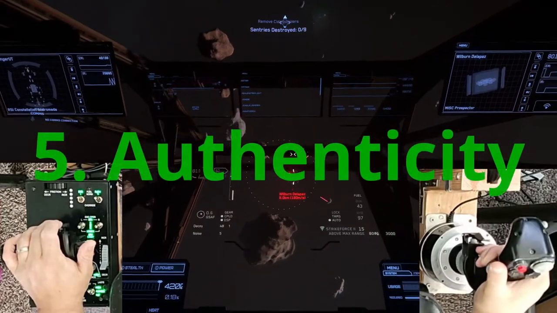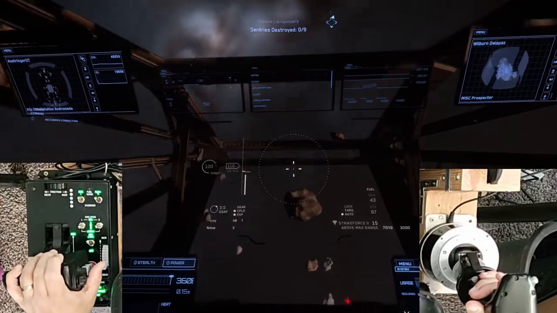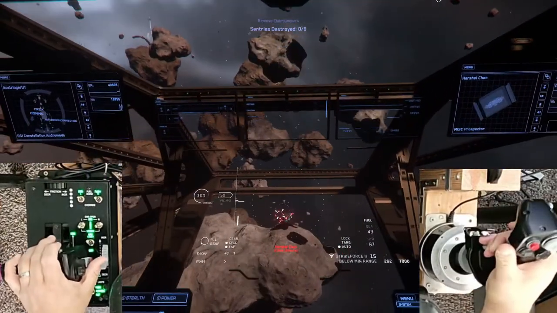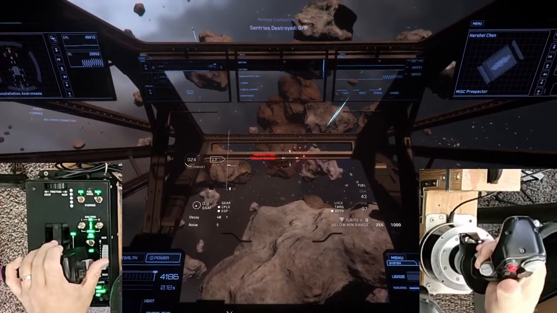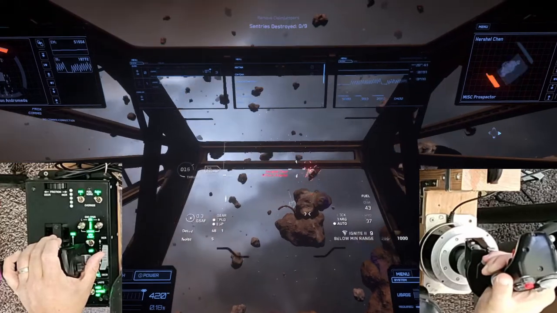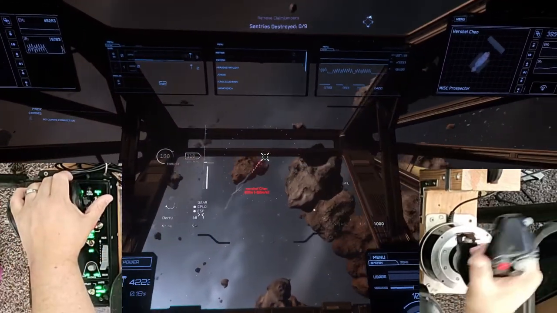Number five is authenticity. The Warthog is a good replica for the A10, and the throttles themselves have some similarities with F-18s and F-15s as well. The stick is an authentic replica of the F-16, F-22, and F-35 sticks, as well as the A10. So if this is something that's important to you, the Warthog can definitely deliver.